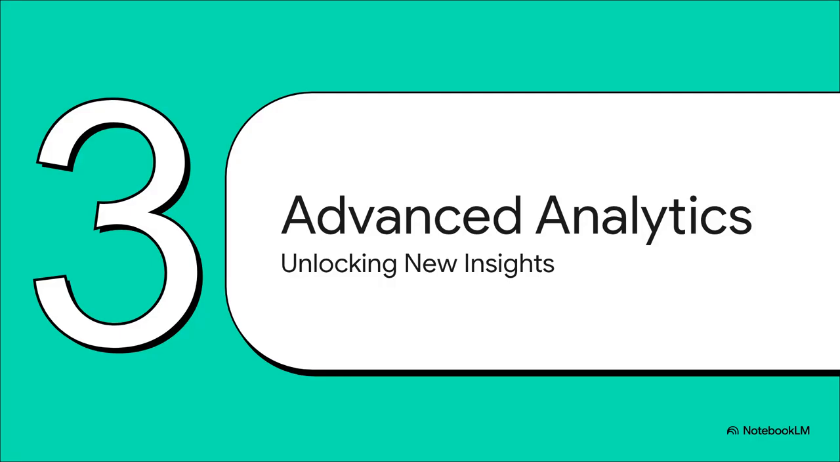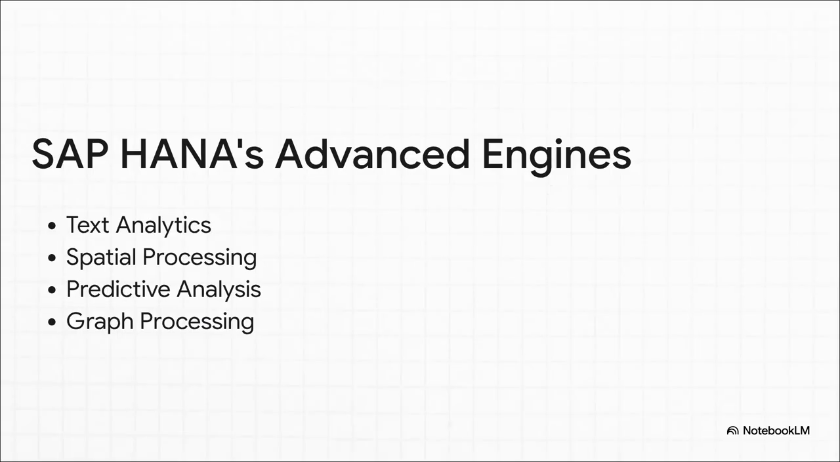Okay, so with this new power to model right inside the database, we can go way beyond just traditional reporting. SAP HANA isn't just a database. It's a full-blown platform with a whole suite of built-in advanced analytical engines. SAP HANA comes loaded with 4 key advanced engines that let you tackle entirely new types of data and ask completely new questions. We're talking about text analytics, spatial processing, predictive analysis, and graph processing, and they all run natively, right inside the same platform.